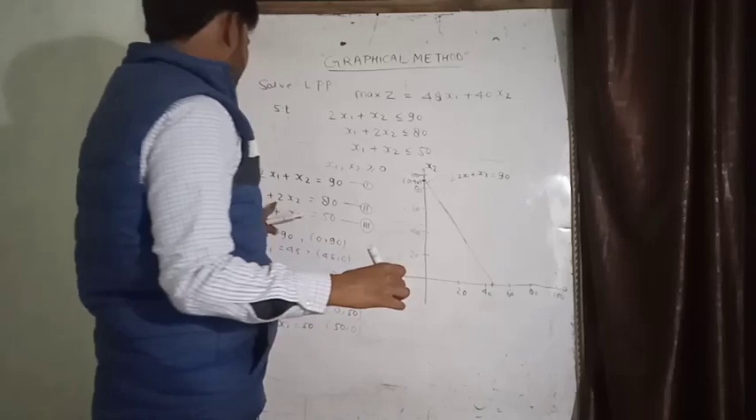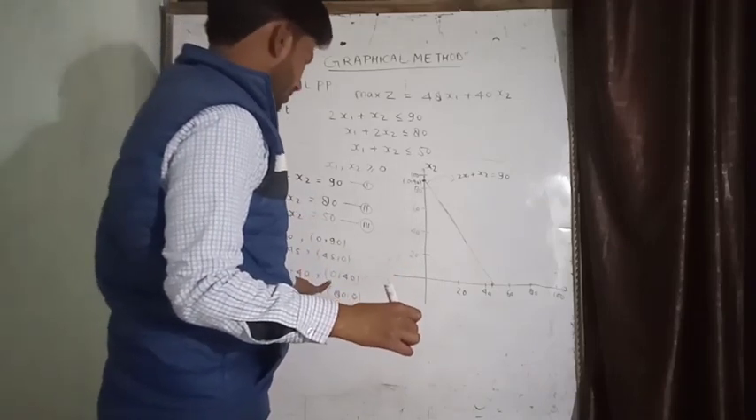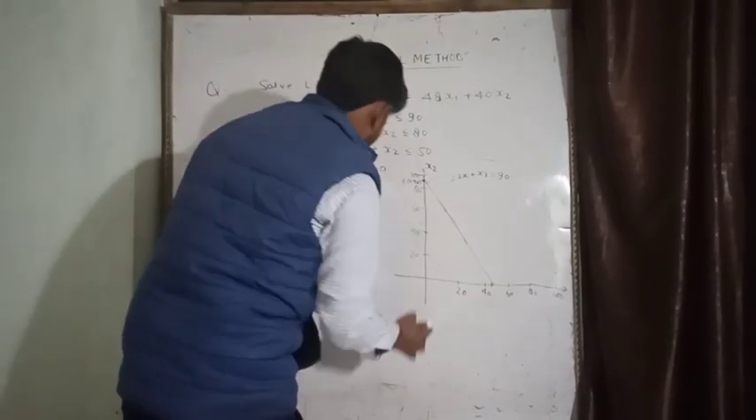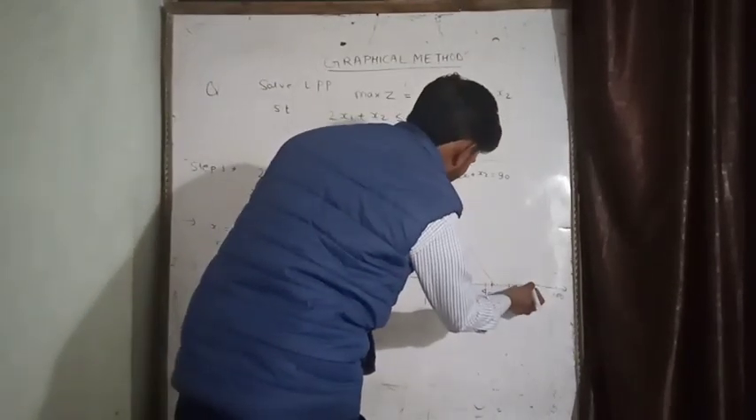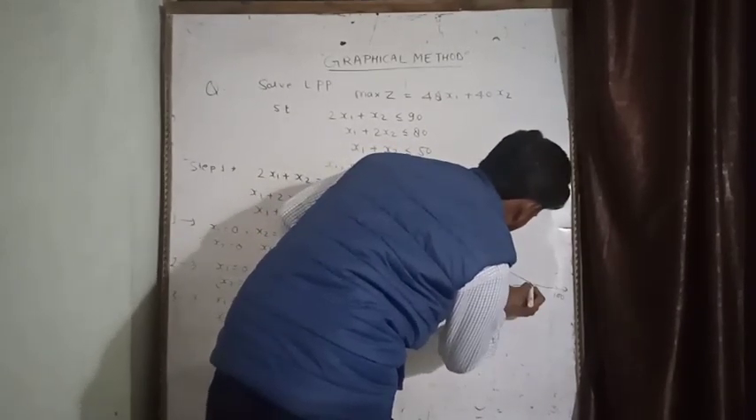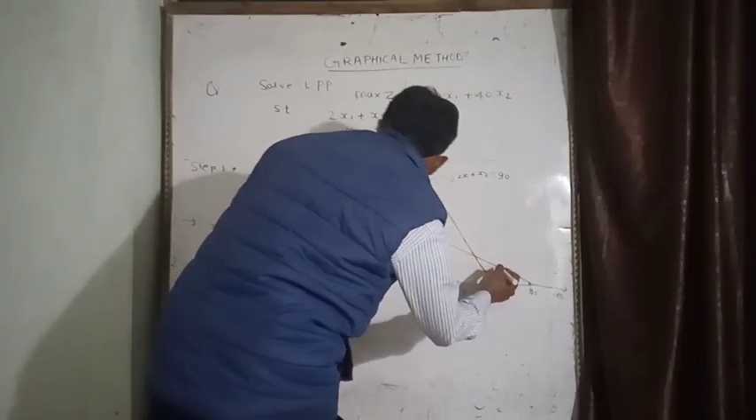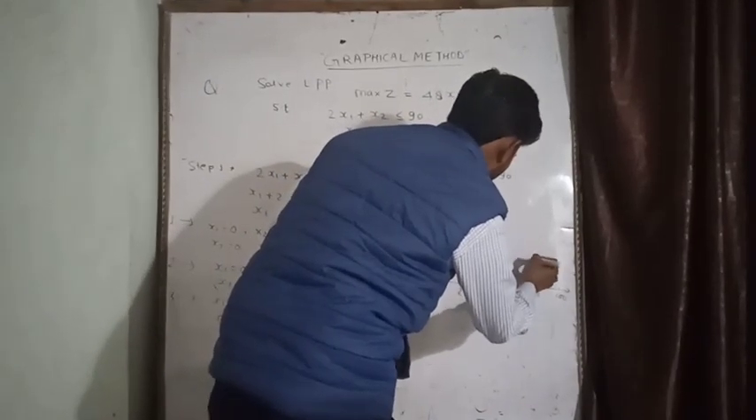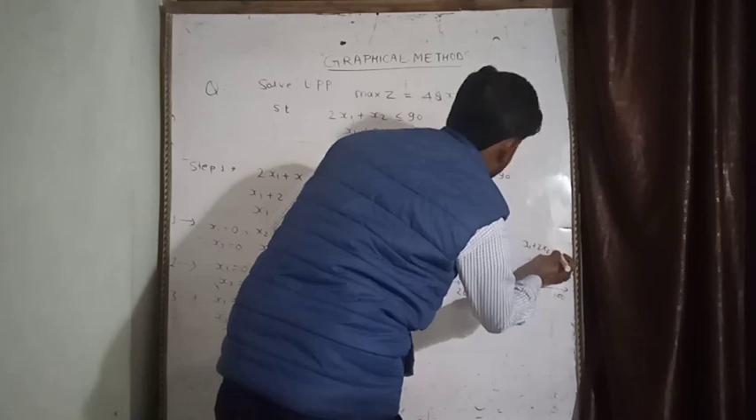Now the second line is x1 plus 2x2 is equal to 80. So we draw the points: first is 0, 40, and next is 80, 0. After joining them, this is the second line, x1 plus 2x2 is equal to 80.